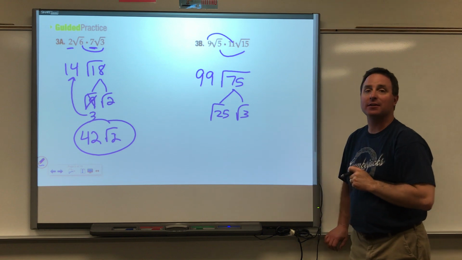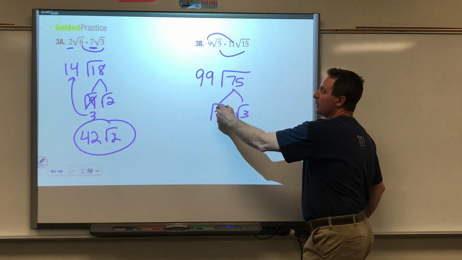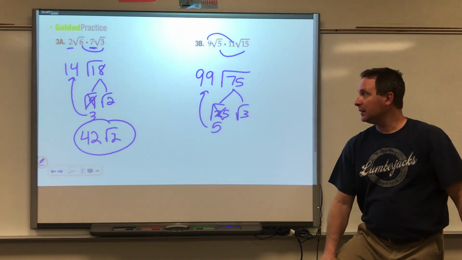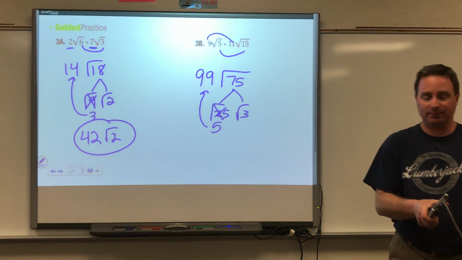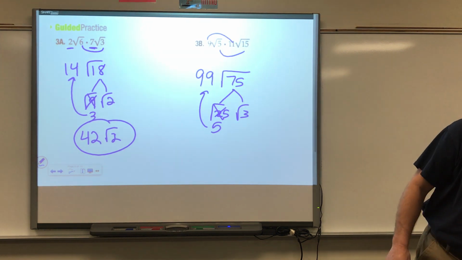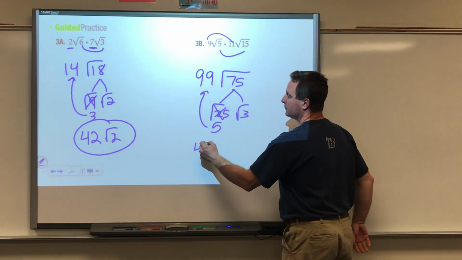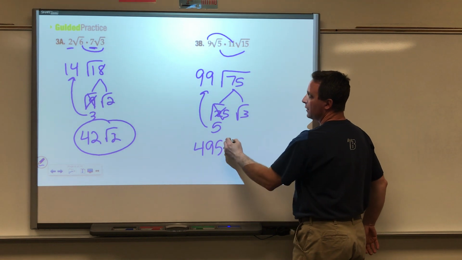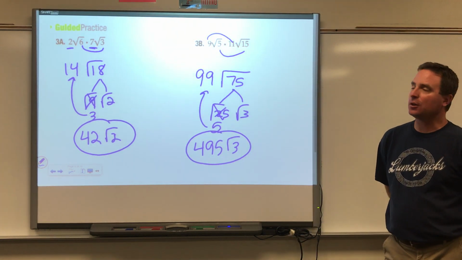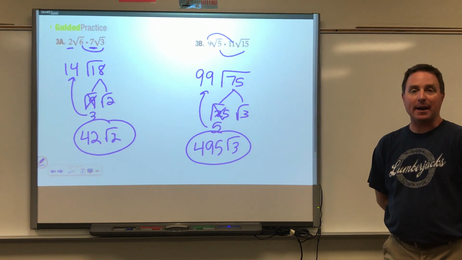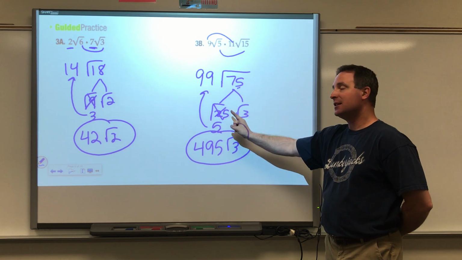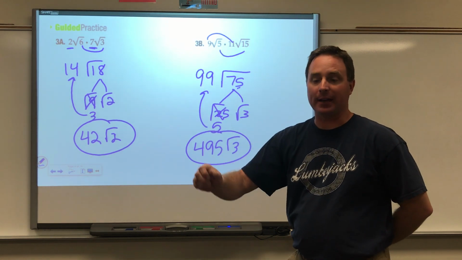There's 3 quarters and 75 cents. The square root of 25 is 5. And oh boy, here we get a big number. 99 times 5. And again, it's a calculator problem for me. 495, with a square root of 3 left over. Okay? So, I'm hoping it's not too terribly bad. Just make sure once you multiply the radical part together, simplify it if you can.